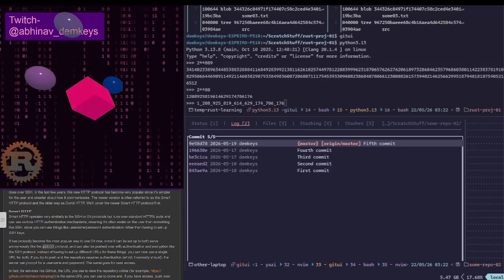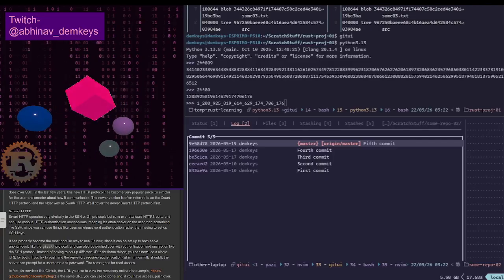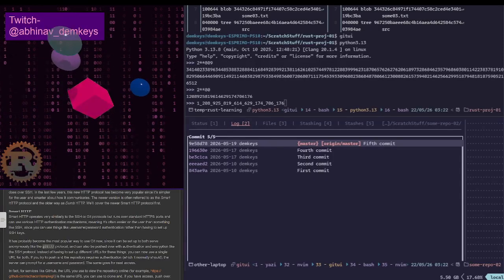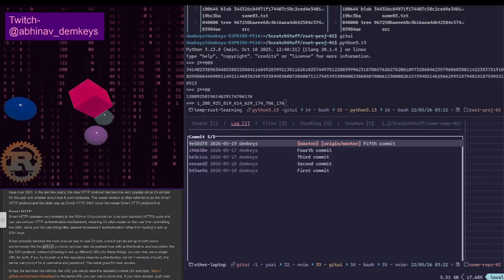What's up, guys? This is Dem Keys, and today we are going to continue learning about Git stuff, learning about Git remotes, Git branching, and Git bare repos.